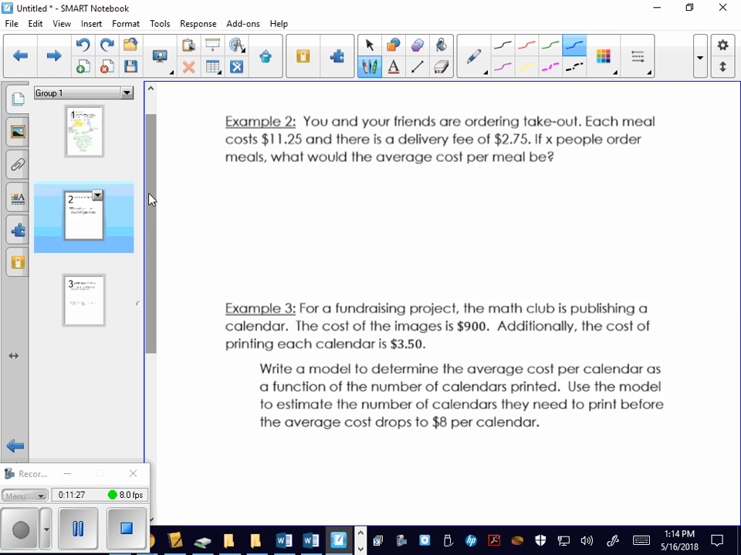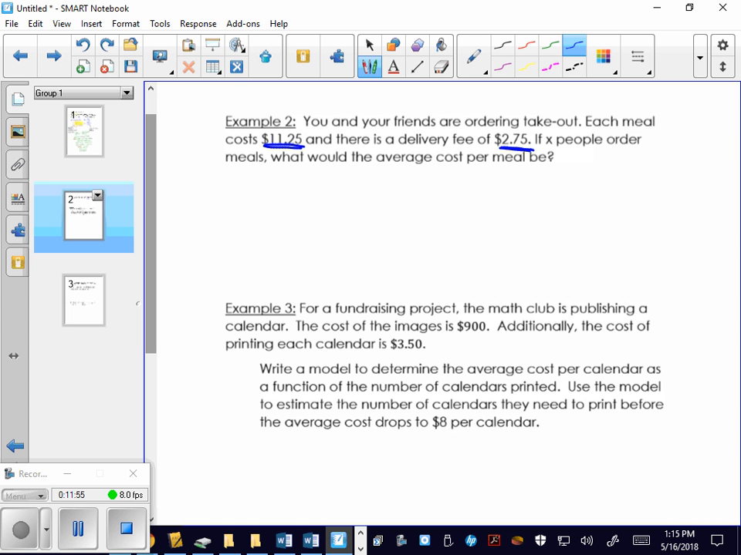So each person is going to order a meal. Each meal costs $11.25. It tells us that. There's a delivery fee of $2.75. That's a flat fee. It's not $2.75 per meal that's ordered. It's just $2.75 for the entire delivery. So if you order 7 different meals, you're going to pay 7 times $11.25, and then you're going to have a $2.75 delivery charge total. It's not per 7 people.